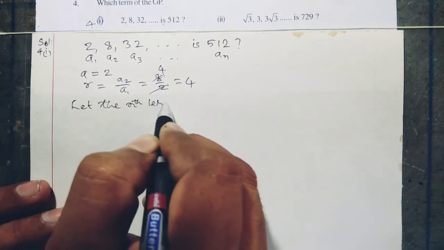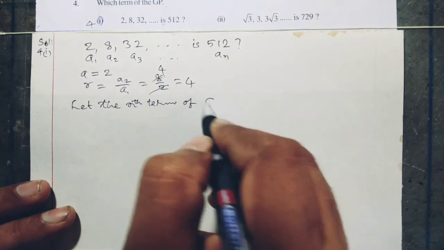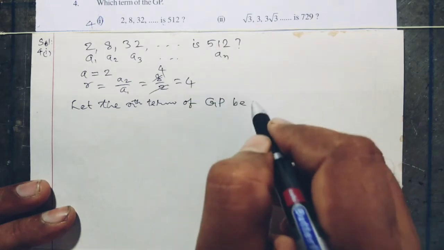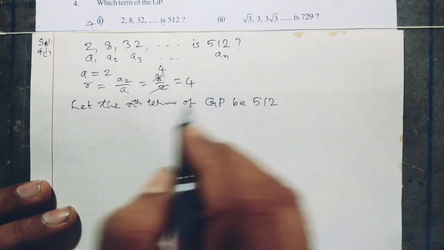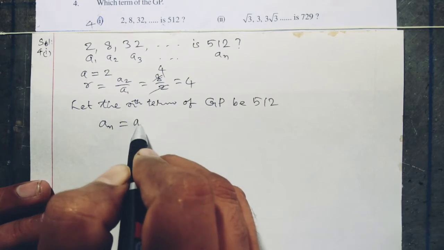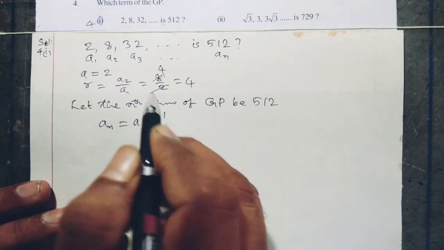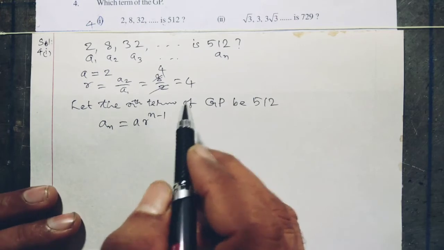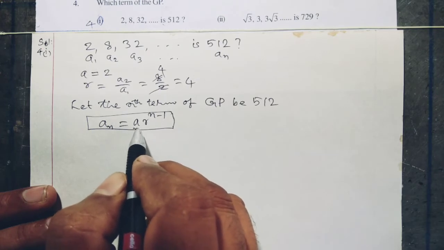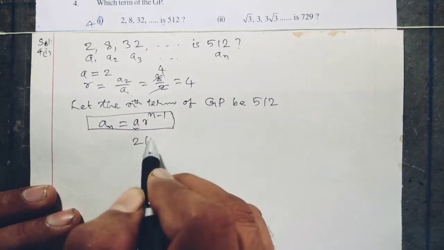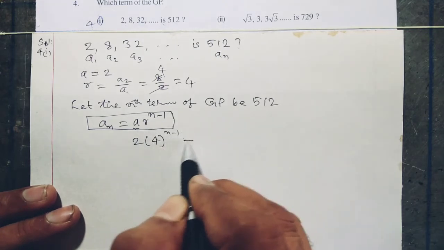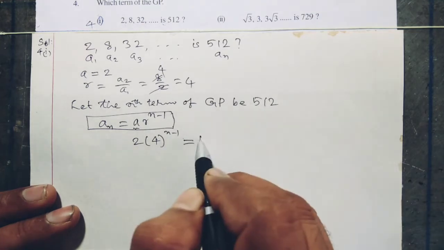Let the nth term of the GP be 512. So we know the nth term an is equal to a r to the power of n minus 1. So this is the formula. In this, the nth term is given, so we have to substitute. a is 2, r is 4, so 2 into 4 to the power of n minus 1 is equal to the given an, 512.